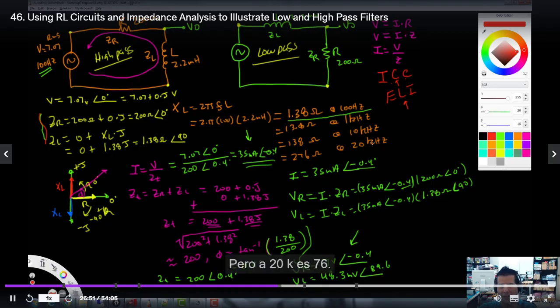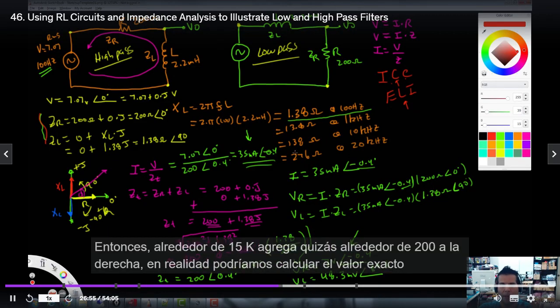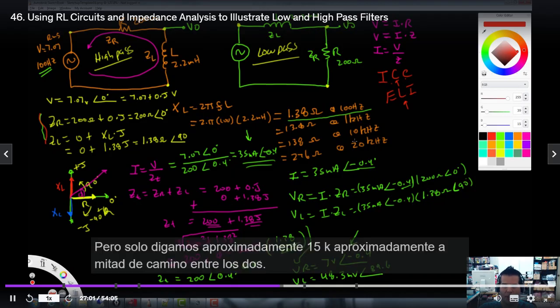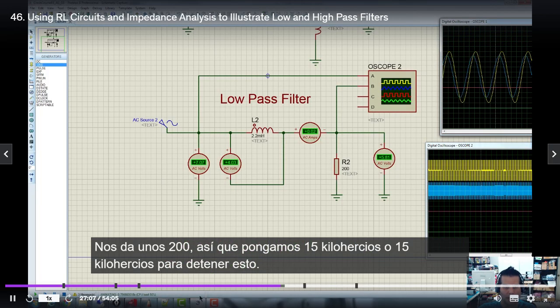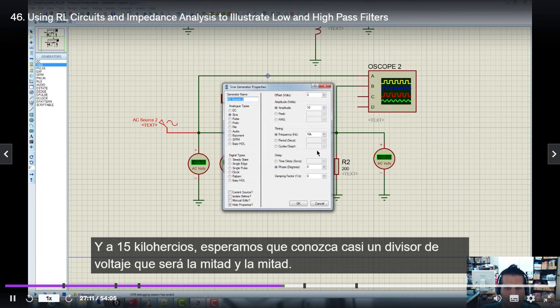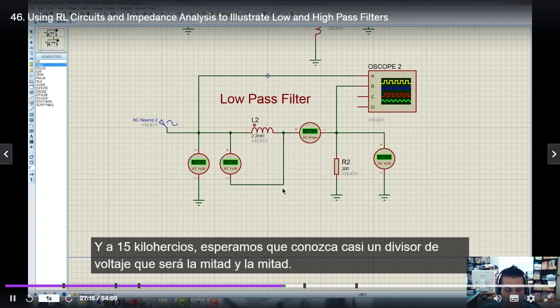But at 20K, it's 276. So at about 15K, it's maybe around 200, right? We could actually figure the exact value out if we wanted to. But let's just say roughly about 15K, about halfway in between the two, that gives us about a 200. So let's put it at 15 kilohertz. Let's stop this. And at 15 kilohertz, we're expecting almost a voltage divider that'll be half and half.